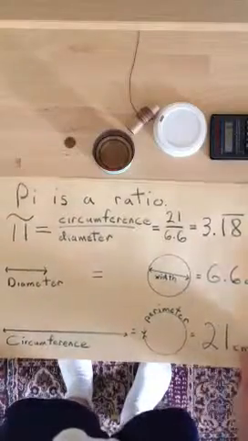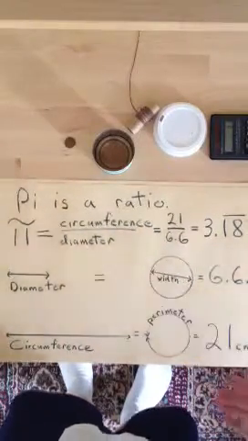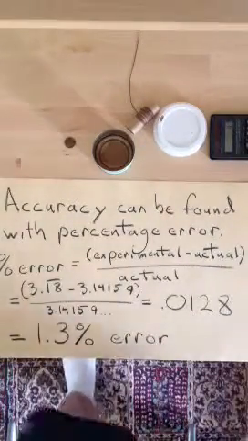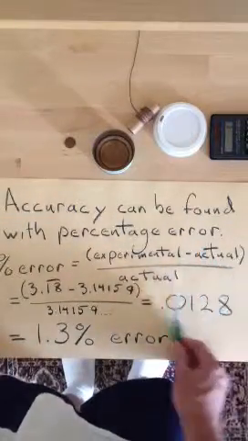3.14159 is an approximation of pi, so how wrong is 3.18? How close is it to the accepted value? Well, that's called accuracy, and one way to measure accuracy is called percentage error. So it's a simple calculation.